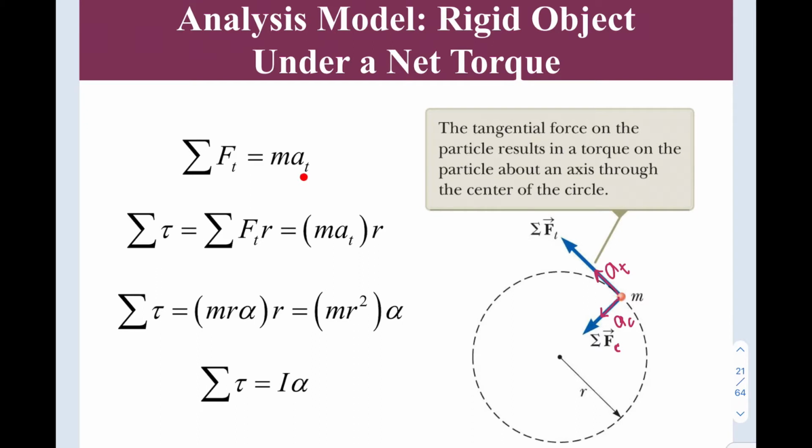If we are referring to the tangential component, we have Ft equivalent to m at, and we know that torque is equivalent to F times R sine theta. For this case, the R is here and the F is here, so it's sine 90 degrees, which is equivalent to 1. So our tangential force Ft is equivalent to m at times R. The at itself can be substituted with the angular acceleration, where at is equivalent to R alpha.